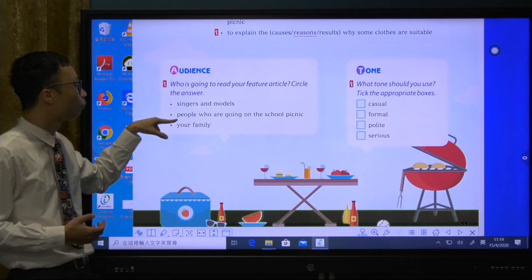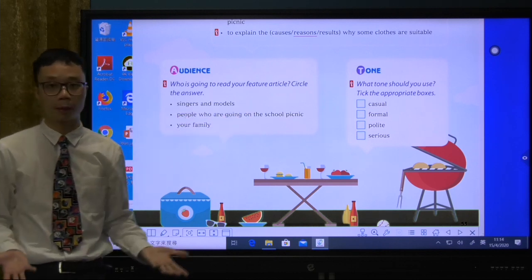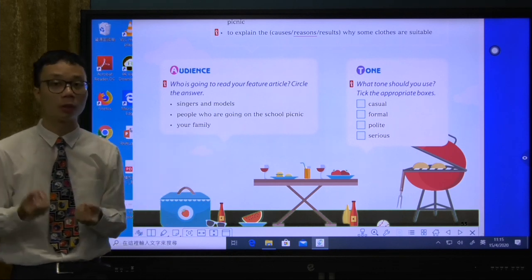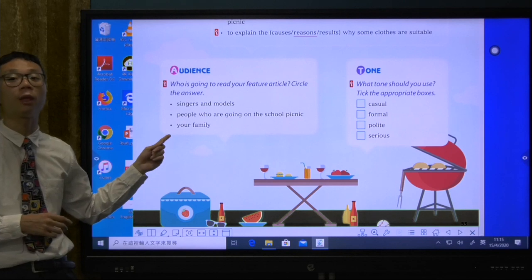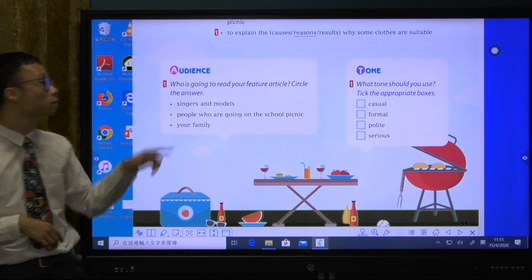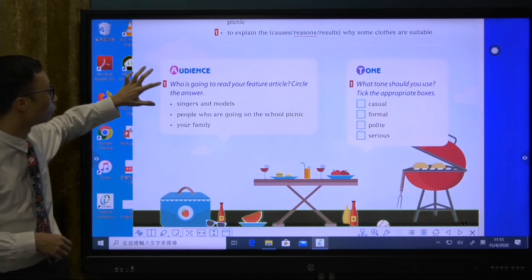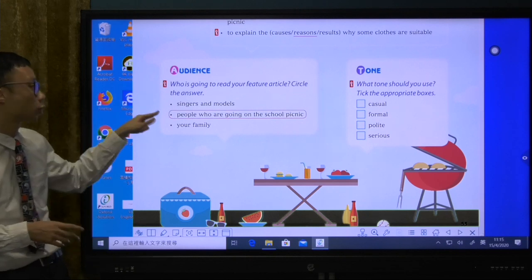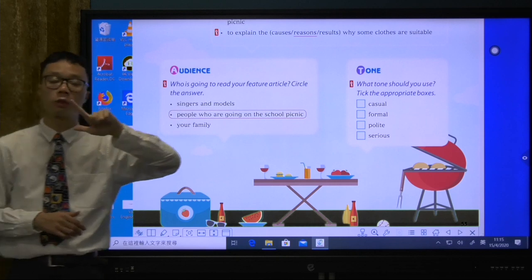What about this one, people who are going to a school picnic? Well, it's a school picnic and it's going to feature in a school article. Maybe this one. How about the last one, your family? Do you think your family will read about it? Well, maybe, but the middle one, who is going to a school picnic, is the most suitable answer because it's about a school picnic and your magazine.